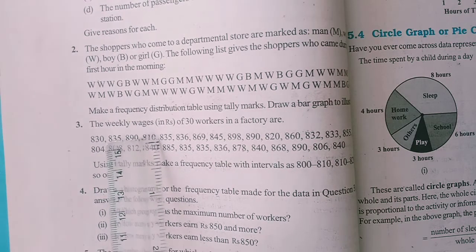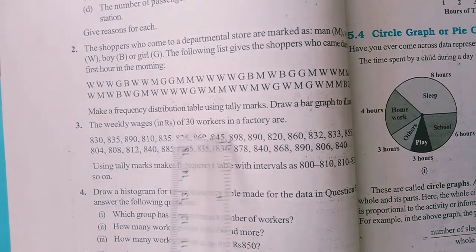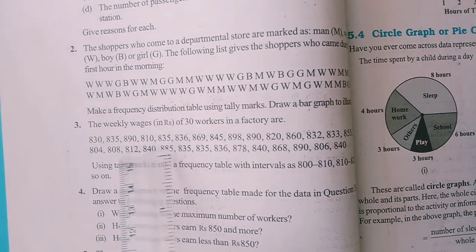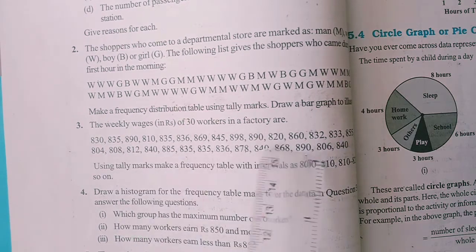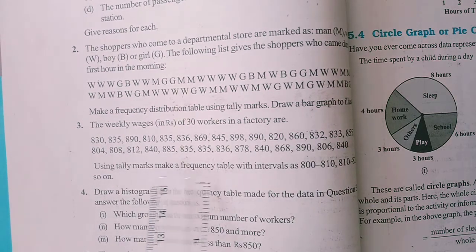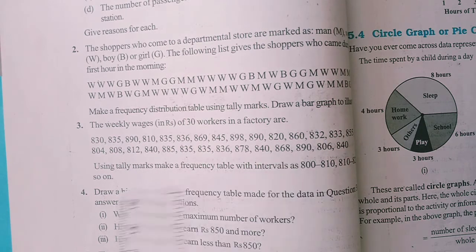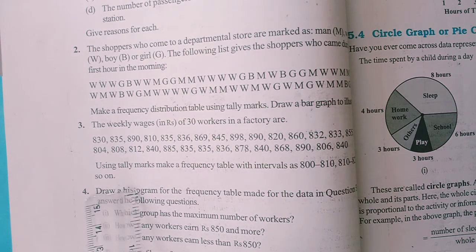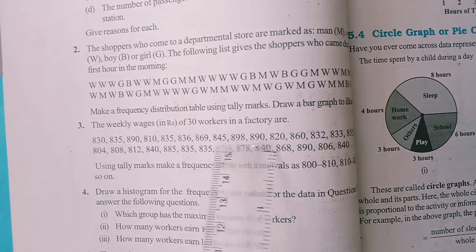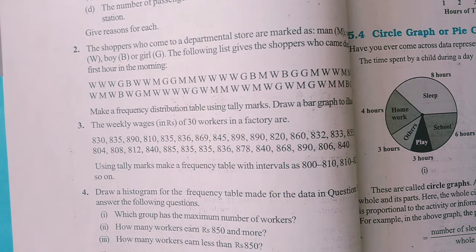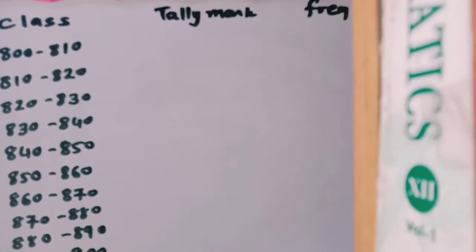Question 3 is given. The weekly wages in rupees of 30 workers in a factory are given. Here numerical wage values are given. Using tally marks, make a frequency table with the intervals 800 to 810, and so on. Here all the data are in the 800s, so we will make 800 to 900 and divide all into intervals of 10. So we prepare the tally marks.